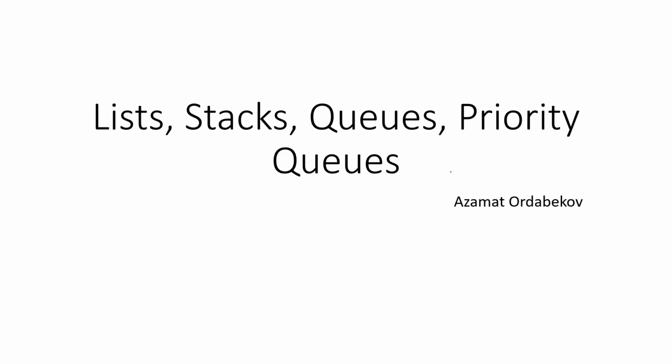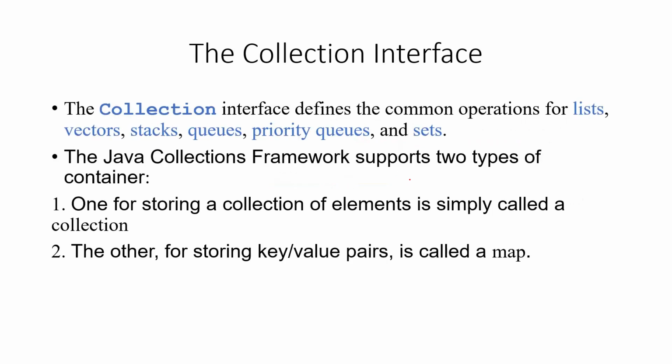So hello everyone. Today we will talk about data structures like lists, stacks, queues, and priority queues. But before that, we need to talk about the collection interface. The collection interface defines the operations for the lists, vectors, stacks, queues, priority queues, and sets. This collection is a Java framework which supports two types of containers.